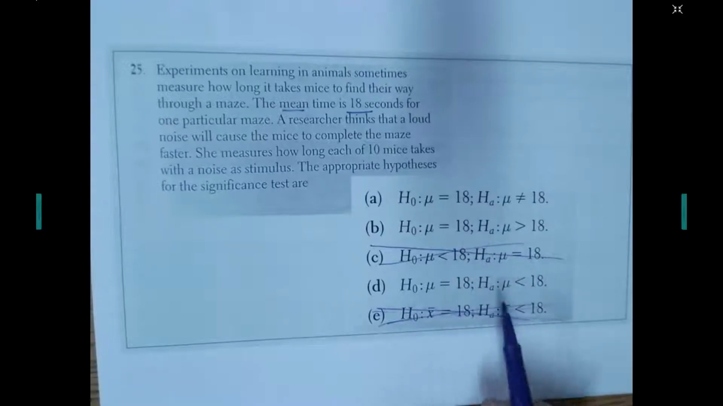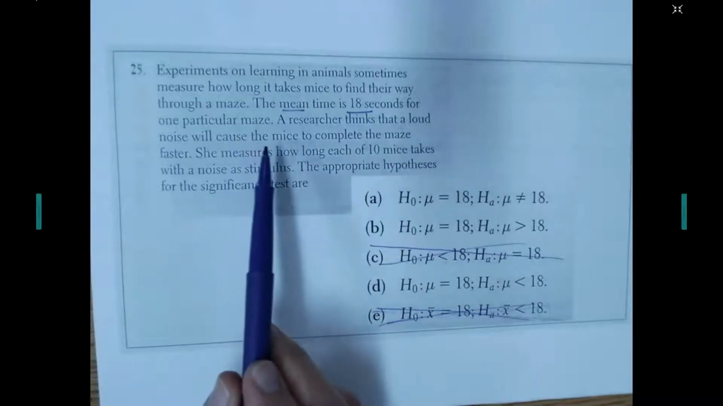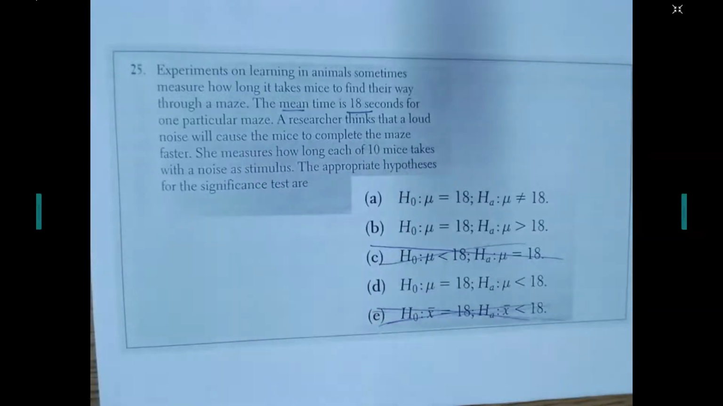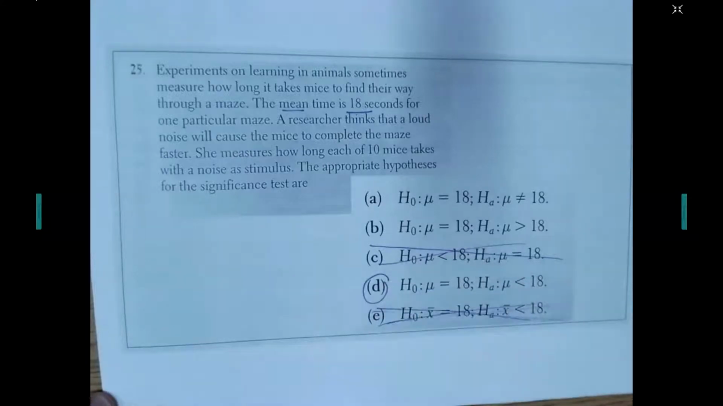Now, what are we testing for? Well, the researcher thinks that a loud noise will cause the mice to complete the maze faster. Okay, that's our hypothesis. That's what we're trying to test. We think it will take less time, right? Isn't that what faster means? So which one shows that? Would that be this one? Less than 18 seconds? There's your answer.